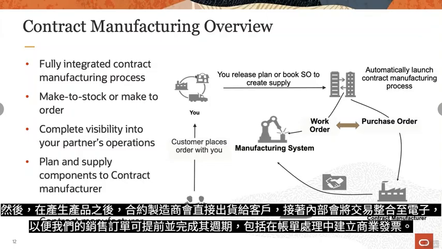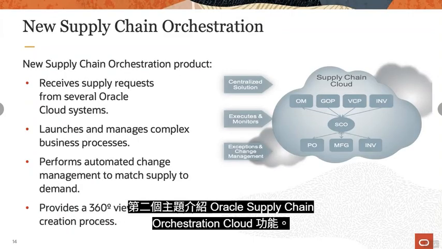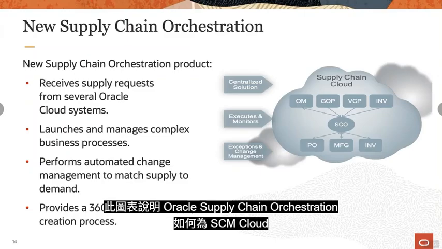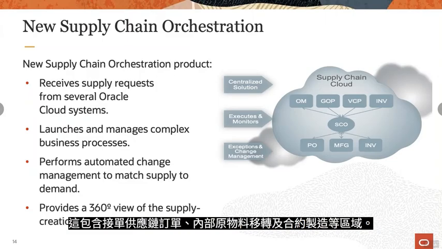The second topic will be an introduction to Oracle Supply Chain Orchestration Cloud capabilities. This diagram depicts how Oracle Supply Chain Orchestration provides the backbone delivering end-to-end supply execution and management for SCM Cloud cross-product business processes and flows. This includes areas such as back-to-back supply chain orders, internal material transfers, and contract manufacturing.